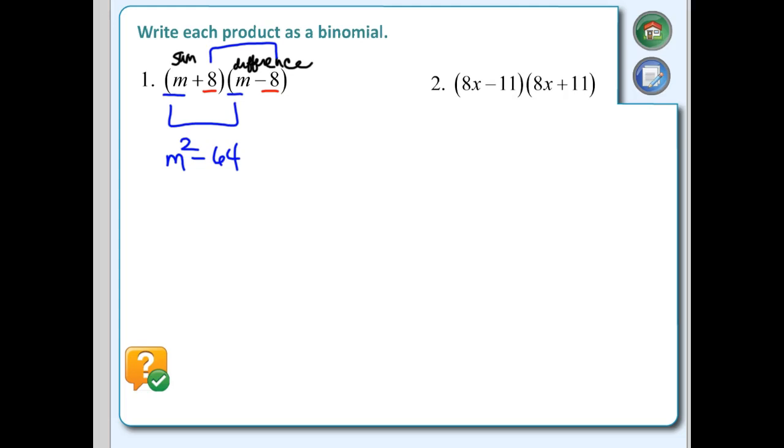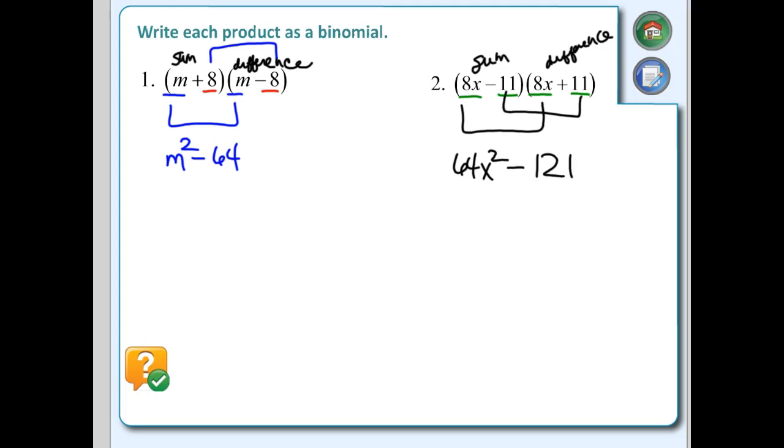So let's look at number 2. Did you notice we have 8x and 8x? We have the same constant, 11 and 11. If you look, they're conjugates. This is the sum and this is the difference. And so once I recognize that I have conjugates, one is plus and one is minus, the sum and the difference, I know that the middle's going to automatically cancel out, so we can just multiply 8x times 8x, which is 64x squared, and then negative 11 times 11 is negative 121. But again, here's the time in math where we got to start memorizing some things to be ready.